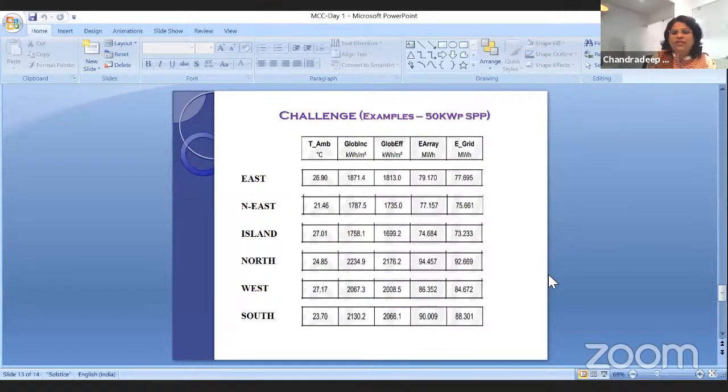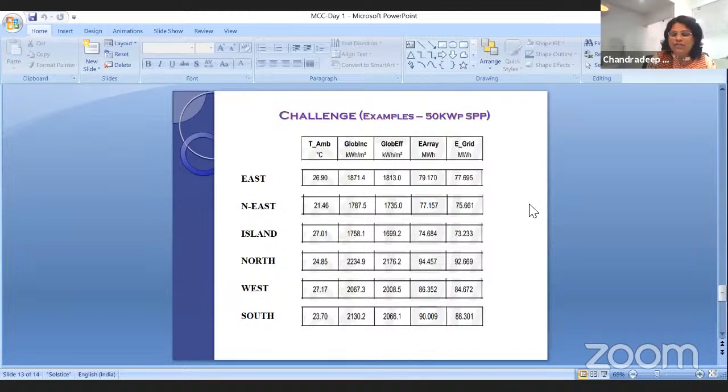So for that reason, if I install a solar water pump in the northern part where the generation is very high, it gives more return on investment and your requirement is met. But if I install in the eastern and northeastern parts, the island parts, because these are seaside areas, even in Chennai it comes low because of the humidity. Humidity forms water vapor in the atmosphere, and that obstructs the irradiation.